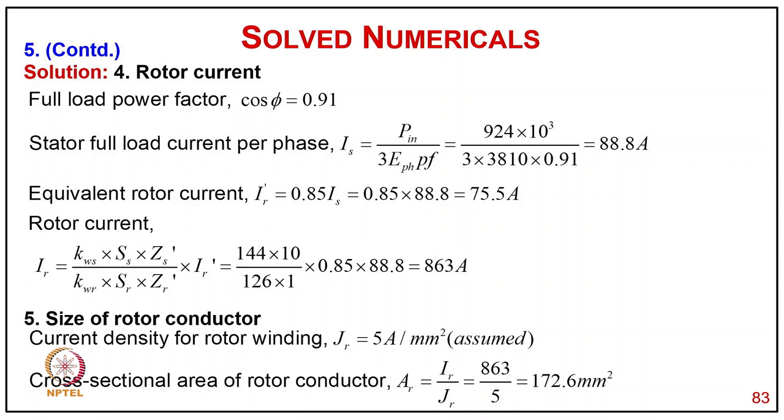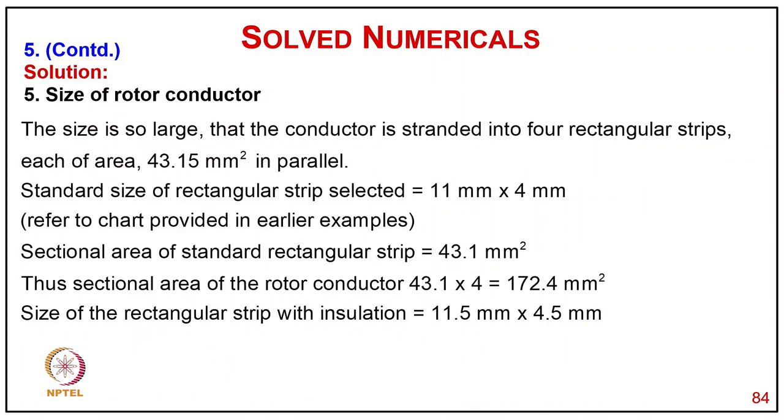So for the rotor conductor size, the current density is taken as 5 ampere per millimeter square. So the cross section area of the rotor bar is AR equal to IR upon JR, so it comes to 172.6 millimeter square. Now the size is so large that the conductor is made of 4 rectangular strips, each of 43.15 millimeter square, in parallel. The standard size of rectangular strip selected is 11 millimeter into 4 millimeter, and the sectional area of the standard rectangular strip is 43.1 millimeter square. Thus the sectional area of the rotor conductor is 43.1 into 4, that is 172.4 millimeter square, and the size of the rectangular strip with insulation is 11.5 millimeter into 4.5 millimeter.